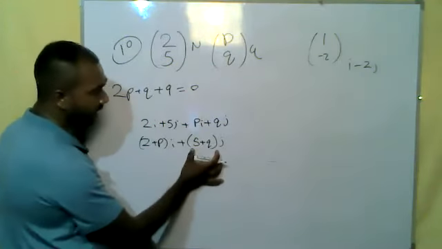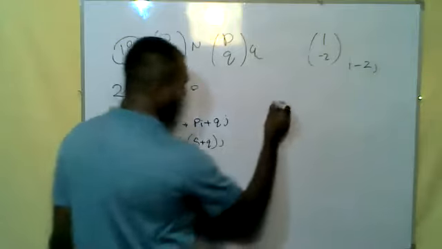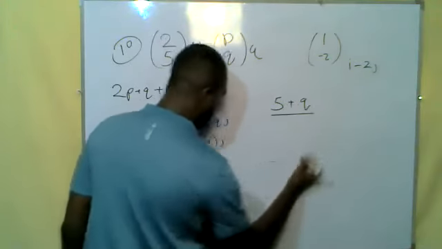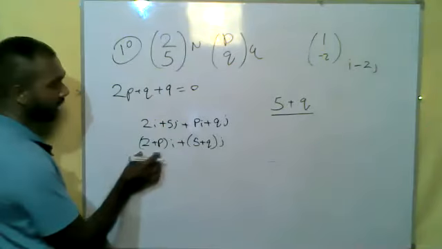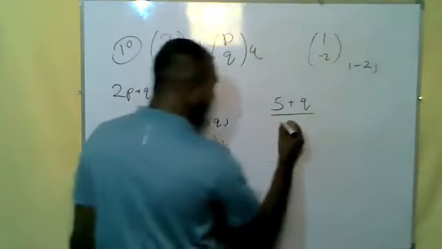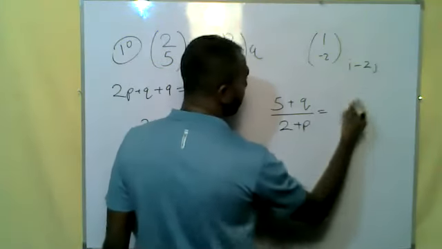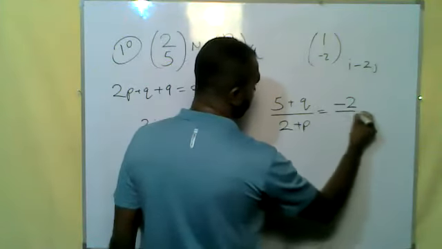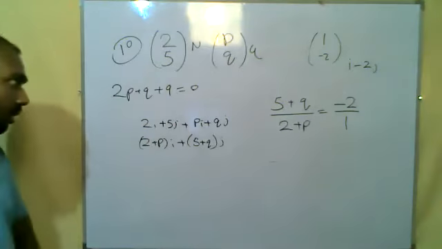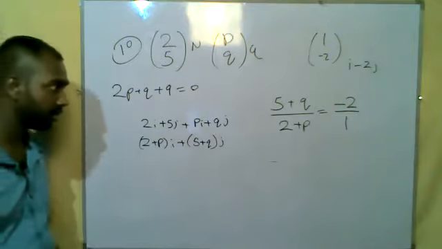The j component divided by the i component. What is the j component here? 5 plus q, when we divide by how much? The coefficient of i. How much? 2 plus p. 2 plus p, and that should be equal to how much we get here? Minus 2 divided by 1. The coefficient of i here is 1. Okay. And if you solve it, you will easily be able to get this.